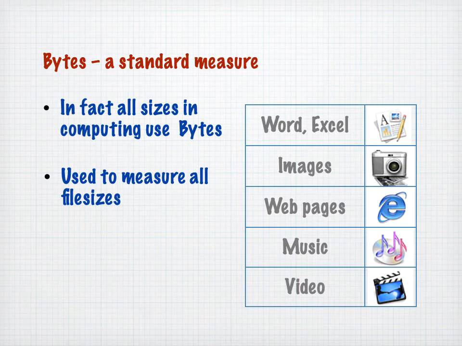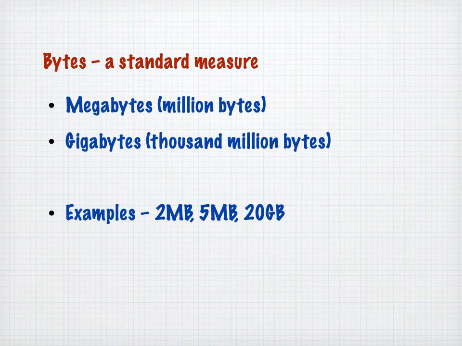Obviously, when it comes to storing music and video and larger files, there are other measures that we can use. And that typically means something like this. We use megabytes, which means 1,000,000. We use gigabytes, which is 1,000 million bytes. And often that's abbreviated in ways that I'm sure you're familiar with, like 2 MB, 5 MB, 20 GB. 2 megabytes, 5 megabytes, 20 gigabytes.